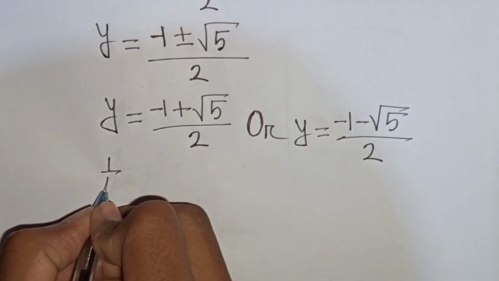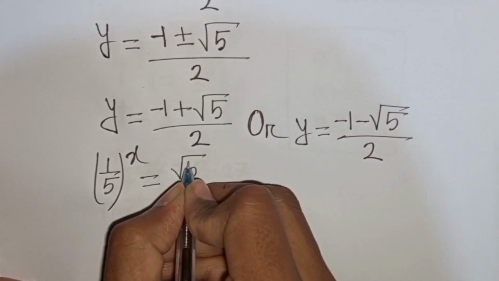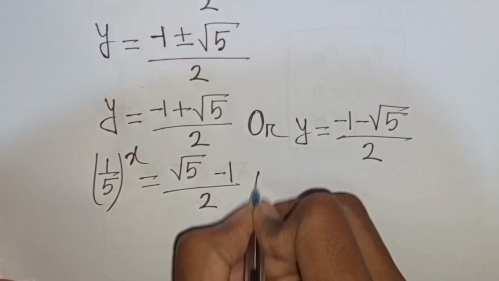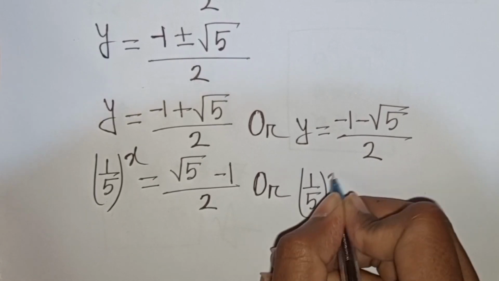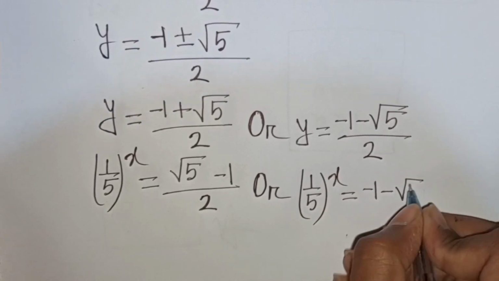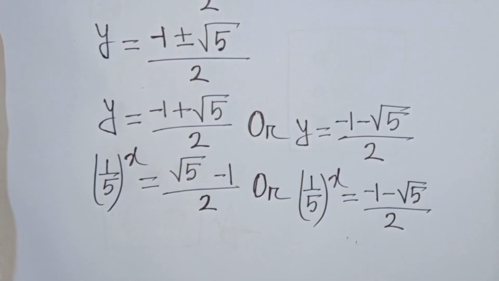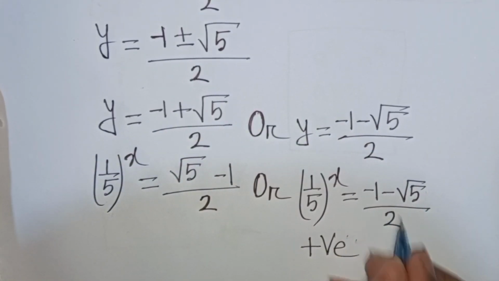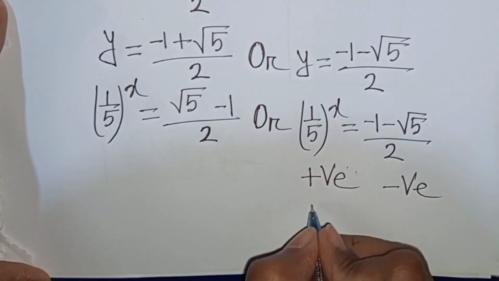So y, that means (1/5)^x is equal to plus (square root of 5 minus 1) divided by 2, or y, that means (1/5)^x is equal to (minus 1 minus square root of 5) divided by 2. Now we see (1/5) to the power of any number is always positive, but (minus 1 minus square root of 5) divided by 2 must be negative. So positive cannot be equal to negative, so this is rejected.